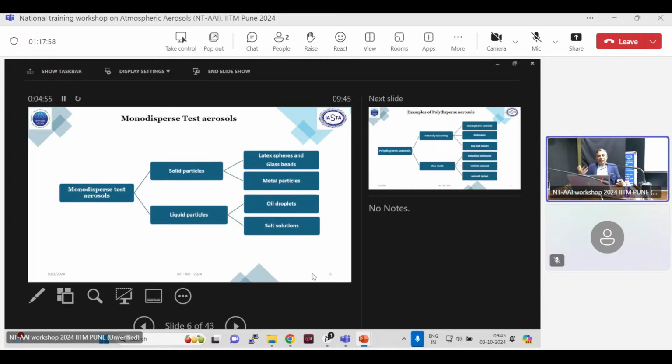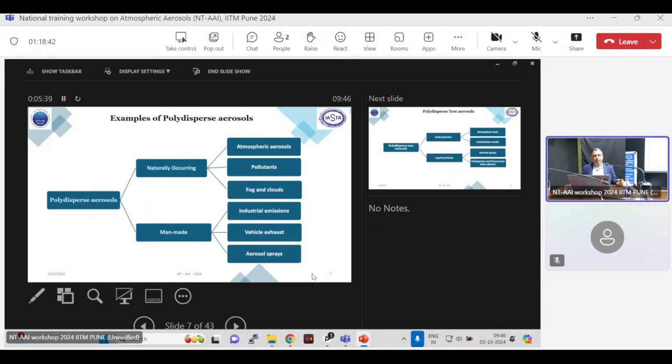Then what are the examples of solid aerosol and liquid aerosol? Monodisperse can be both. The aerosol definition itself tells us: solid or liquid particles suspended in a gas medium. So latex like PSL particles and glass beads, microspheres, are solid particles in some colloidal form in a solution. And metal particles are generated in metal sheet cutting and metal welding; this metal aerosol will be generated. Then liquid aerosols like oil droplets, sea salt like NaCl, and PAO aerosol are the liquid aerosols.